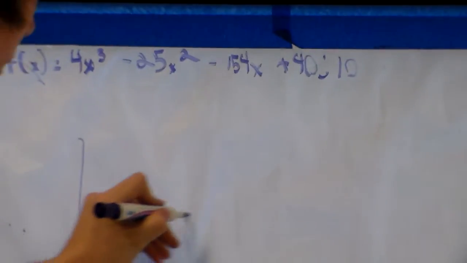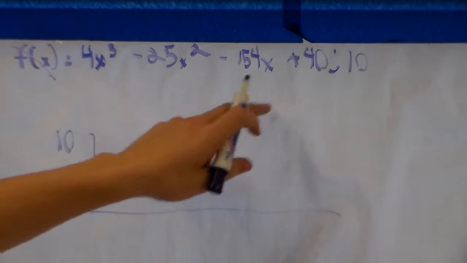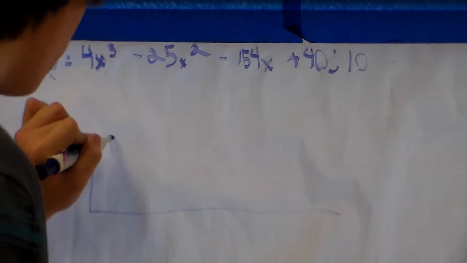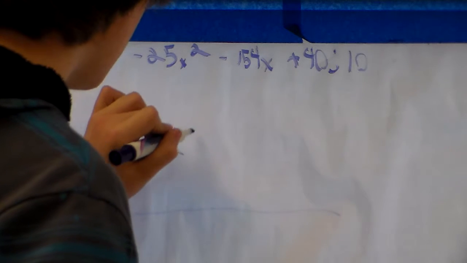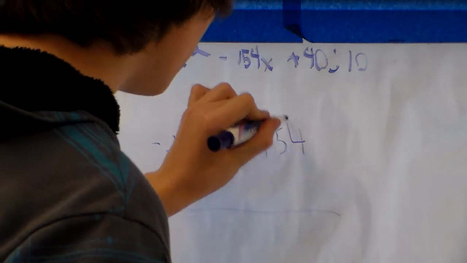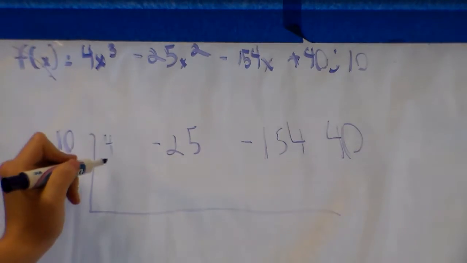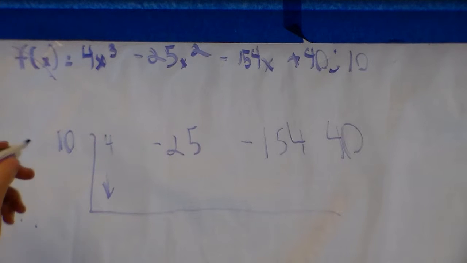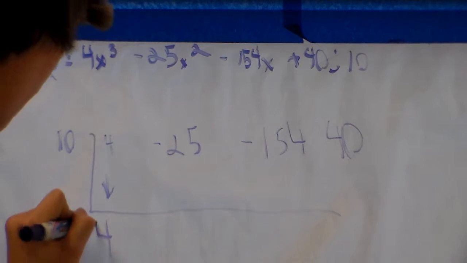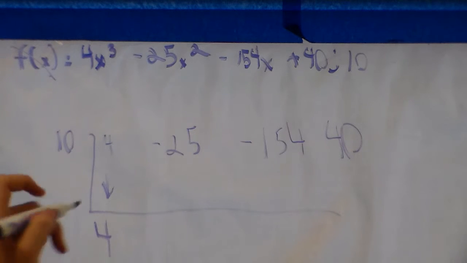So draw your boot and put 10 on the outside. And then you want to take the coefficient from each of these and bring them down. So 4, negative 25, negative 154, and 40. Now you're going to start by bringing this 4 down, and you're going to put that right here. Then you're going to take 10 on the outside times 4, and that's going to be 40.